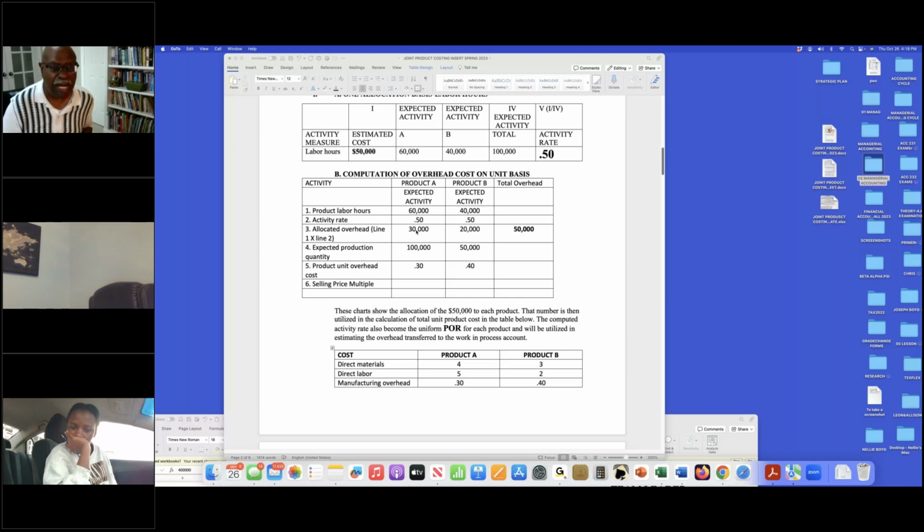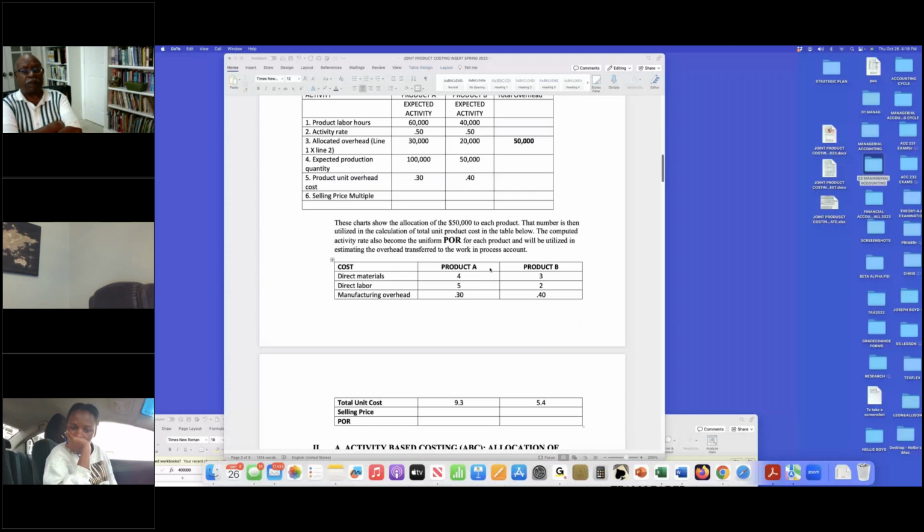Then we put in our quantities, 100,000 and 50,000. And so the amount of overhead going to A is 30 cents. The amount of overhead going to B is 40 cents. Then we add those together and we get the total unit cost to be 9.3 and 5.4. Any questions?